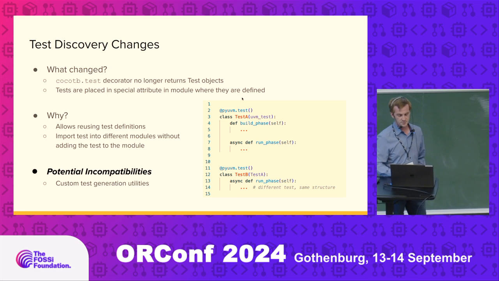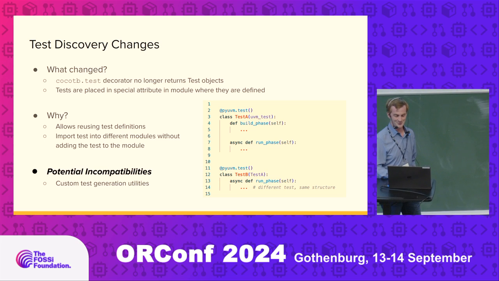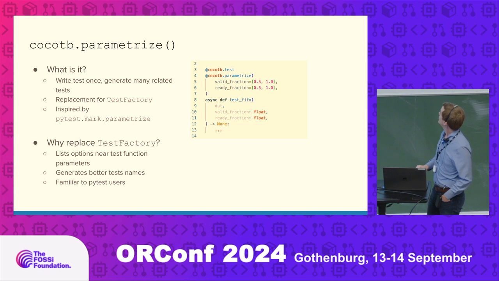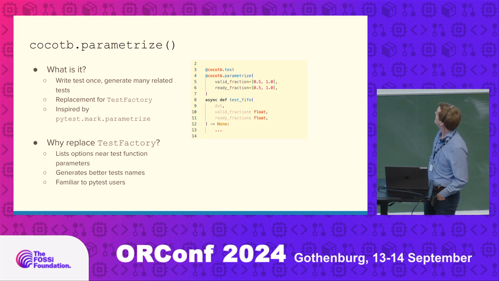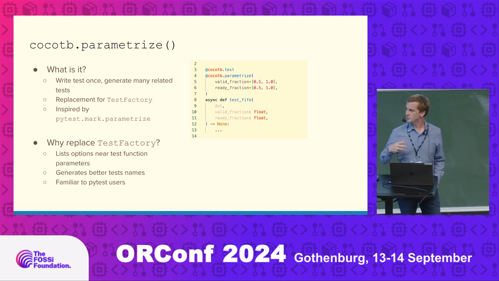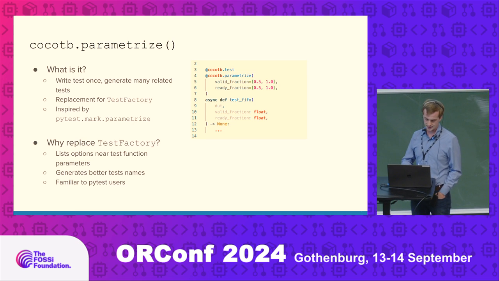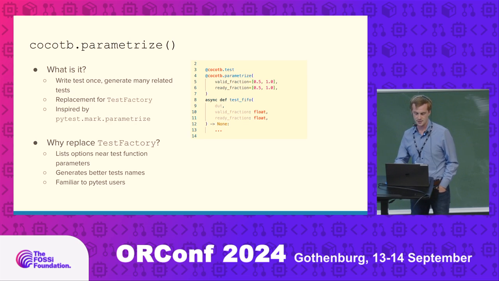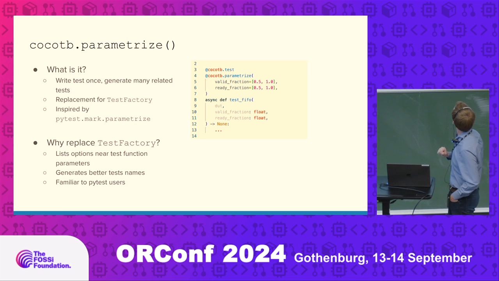There are going to be some potential incompatibilities because of the way things were changed, so if you have any bespoke test generation code, you might need to update that. The next big feature is cocotb.parametrize. Those of you familiar with PyTest may find this familiar. It's a way of generating multiple tests from a single definition, and it's a replacement for TestFactory, which some of you may be familiar with. You list all the options for each of your test inputs, and it explodes all of them. In this case, it would run four different tests with each of the combinations.